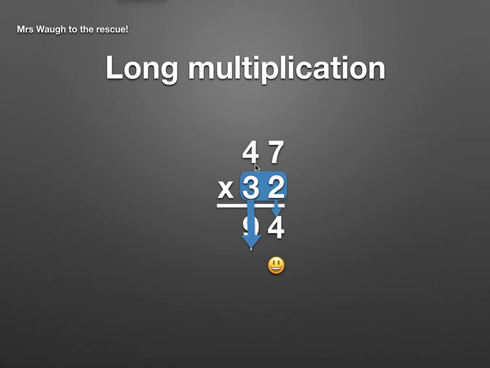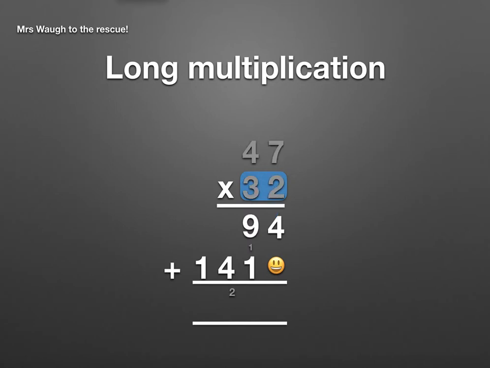Then you can just carry on and say 3 times 7 is 21, 3 times 4 is 12, don't forget your carry numbers. So there it is, 21, and 3 times 4 is 12, add your carry number of 2, you get 14, okay? Then you've got these 2 rows of numbers. And now you're going to add them.